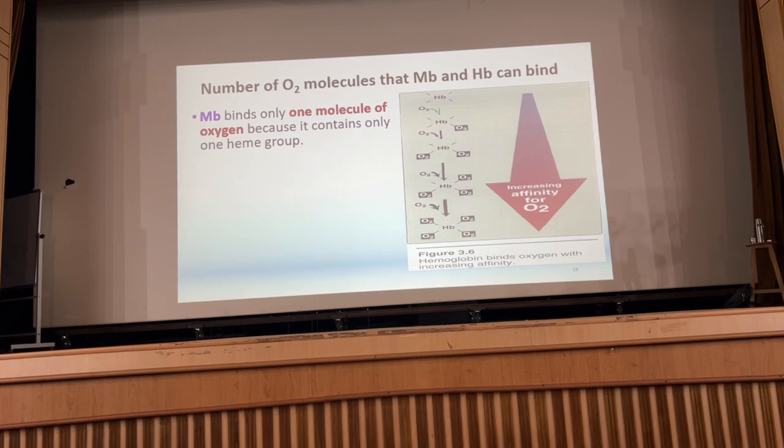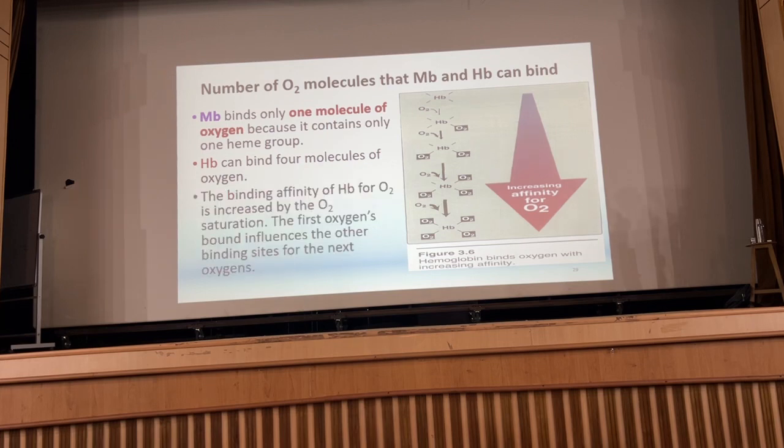Why? Because in myoglobin we have just one subunit, so it has one heme group, so every molecule of myoglobin can only carry one oxygen gas molecule. But every hemoglobin molecule, because it is composed of 4 subunits and each subunit has a heme group, can bind to 4 oxygen gas molecules. Okay, 4 oxygen gas molecules, not oxygen atoms, oxygen gas, O2.